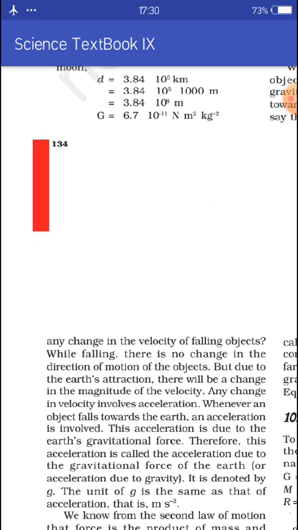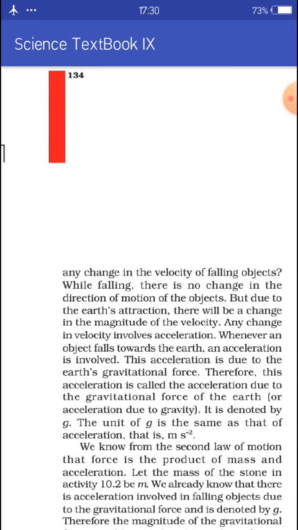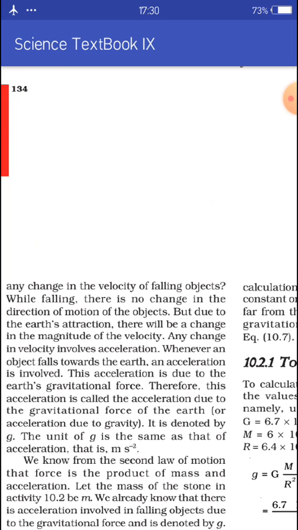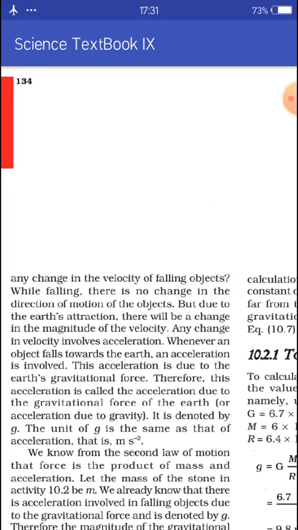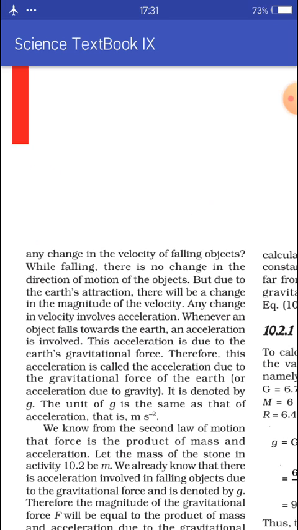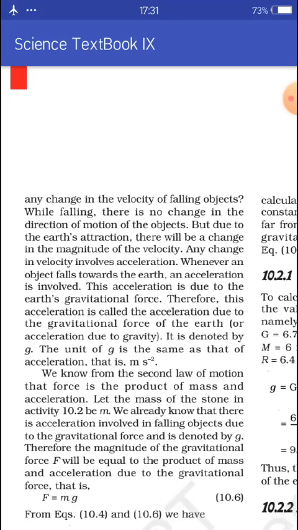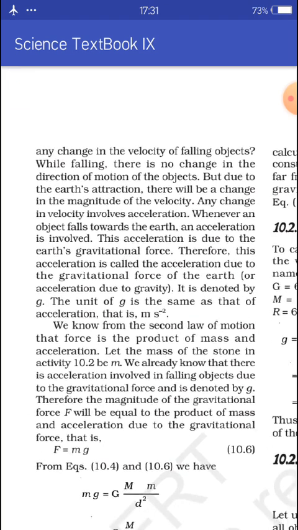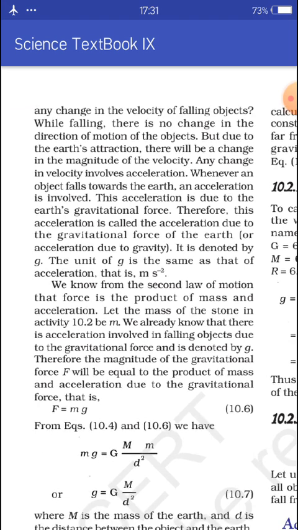Is there any change in the velocity of falling objects? The velocity changes. While falling, there is no change in the direction of motion of the object. But due to the Earth's attraction, there will be a change in the magnitude of the velocity. Any change in velocity involves acceleration. Whenever an object falls towards the earth, an acceleration is involved.